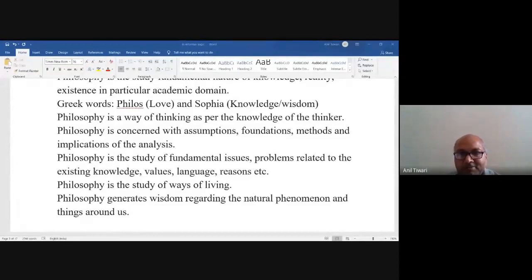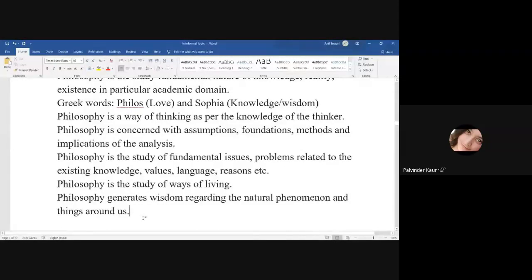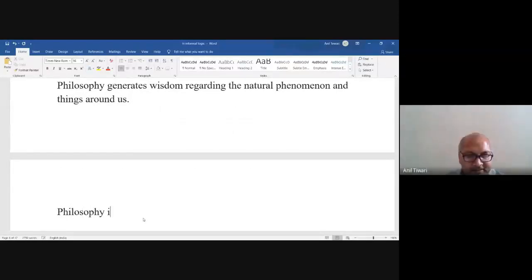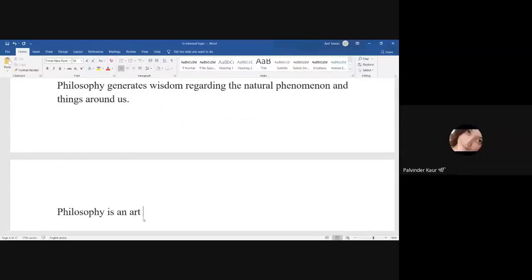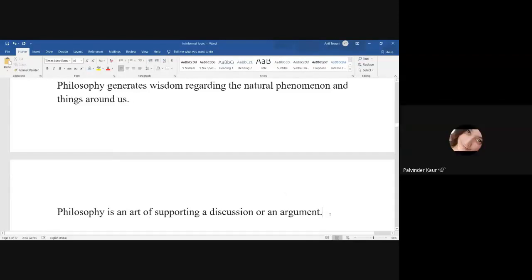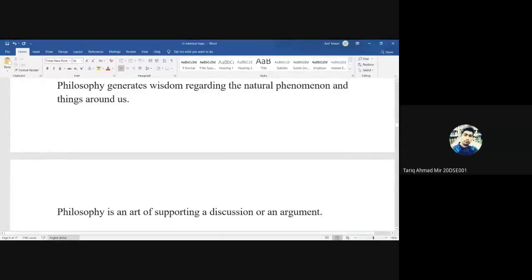Who is speaking? Balvinder Kaur? So philosophy is an art of supporting a discussion or an argument, and it adds the logical dimension of what we call philosophical discourse. Any more additions? Anyone?